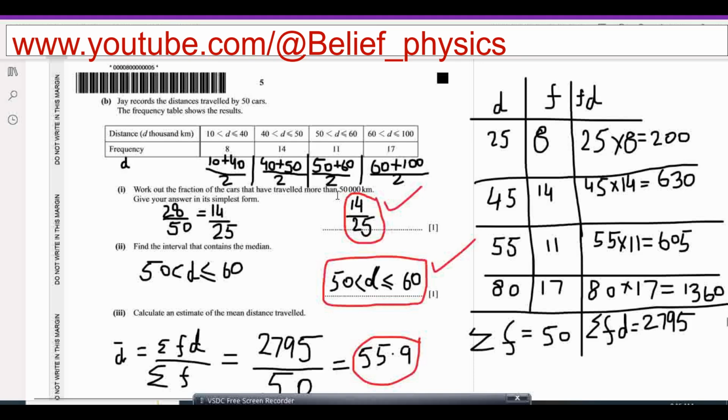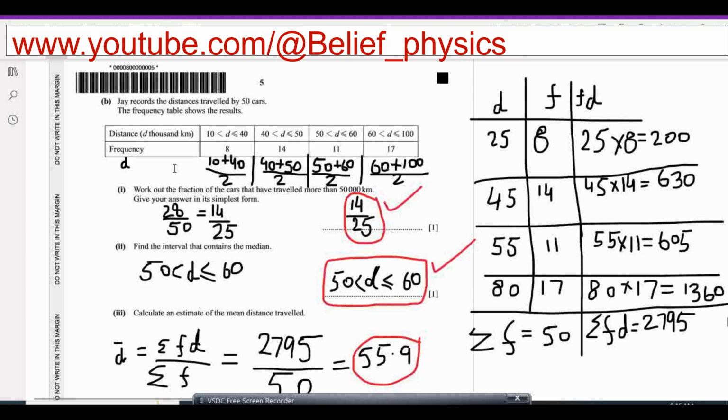More than 50,000. So there it is. D is greater than 50 here. So more than 50 are this 11 and this 17. Also 11 plus 17 is 28 and total is 50. So the fraction of the cars which travel more than 50,000 will be equal to 28 over 50, which can be simplified by the table of 2 to give you 14 over 25. So the answer is 14 over 25.